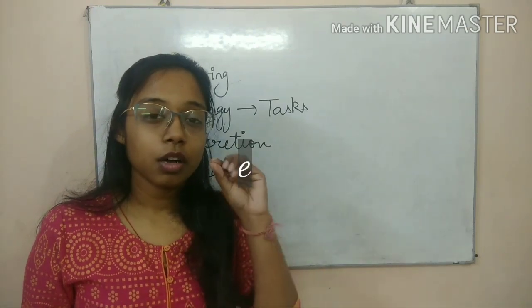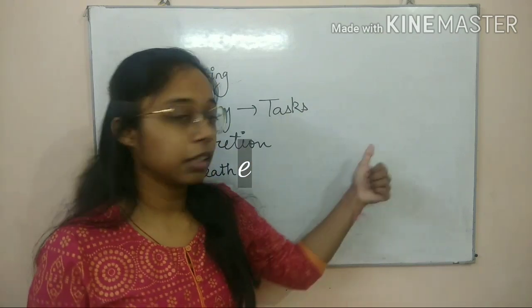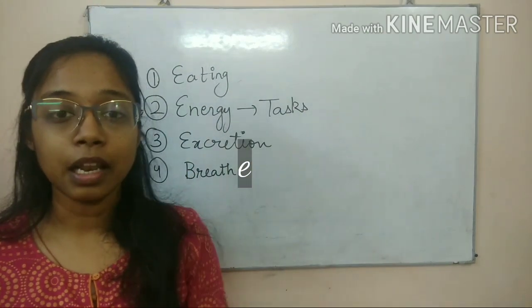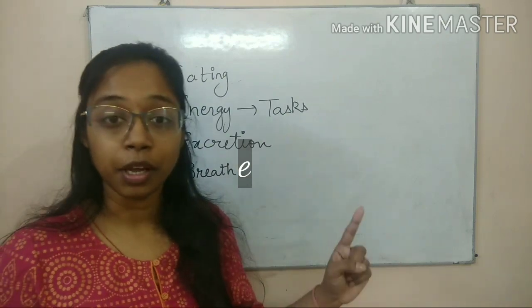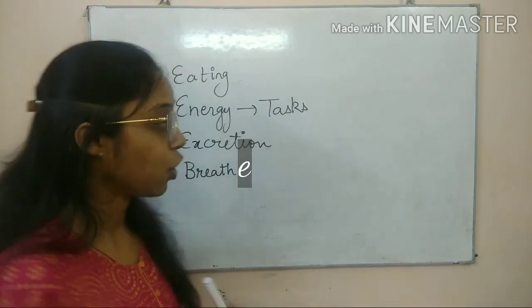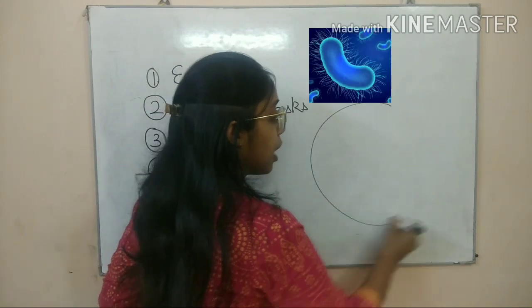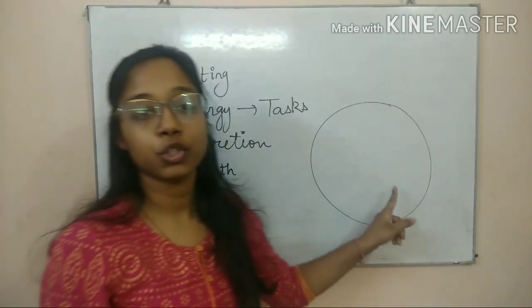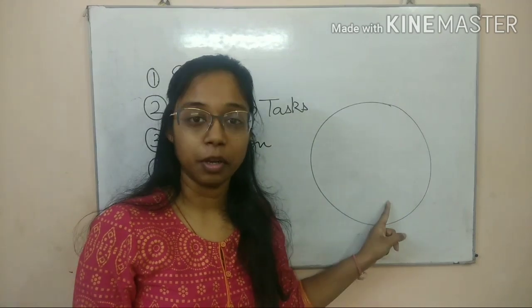But a small creature, like I mentioned, bacteria, it is just one cell. Still it is called living. How? Because this one cell can perform all these functions on its own. That is why it is called living.